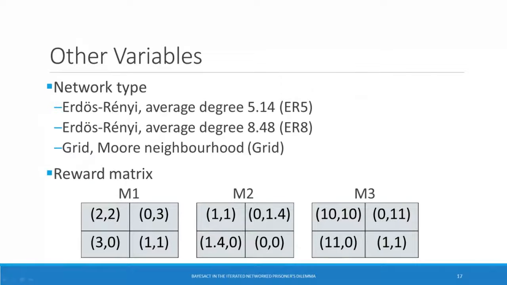We also varied some variables within the environment, several different network types which vary the structure and the density, and several reward matrices which were designed to punish defection to a greater or lesser degree. In M1, defection is pretty good, 50% better than if you have 11. Here we have 10, but the benefit is small. Right? You get 1 point if you defect successfully.